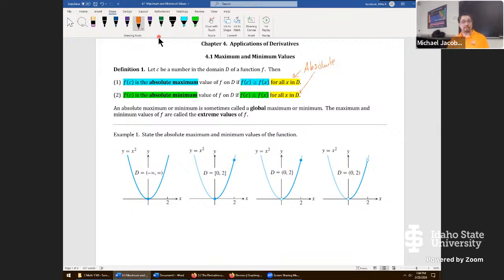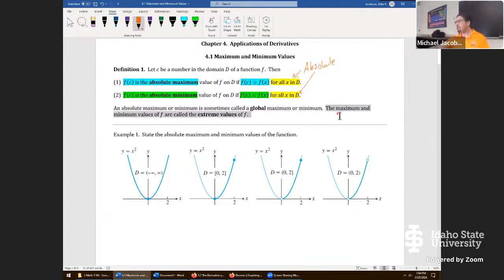The fact that we said every single x in the right domain. Likewise, f of c is an absolute minimum. With the less than sign, we're saying it's below or less than every other f of x value in that same domain. So that's our meaning of absolute minimums and absolute maximums. Sometimes they're called global maximums or minimums. I don't use that language as much, but if you're doing the reading, you might see that here and there.